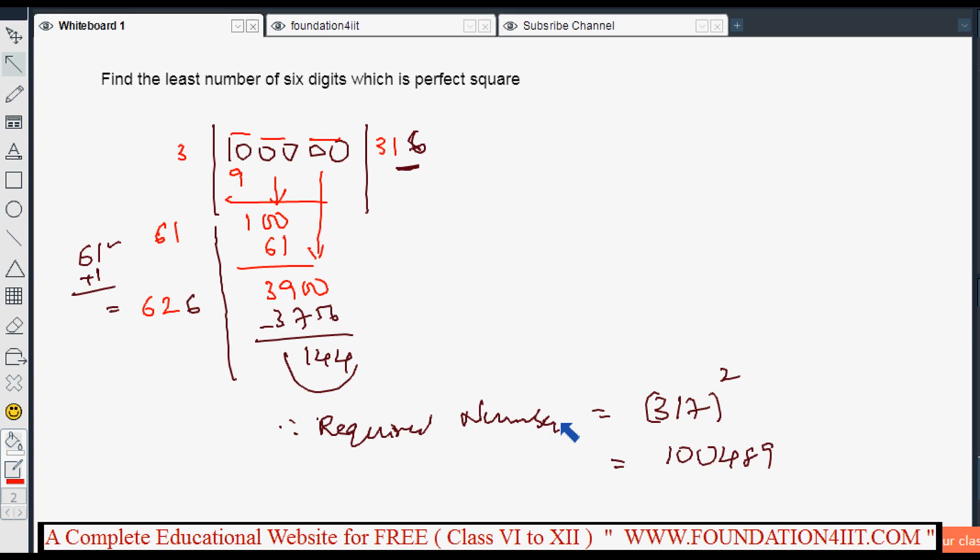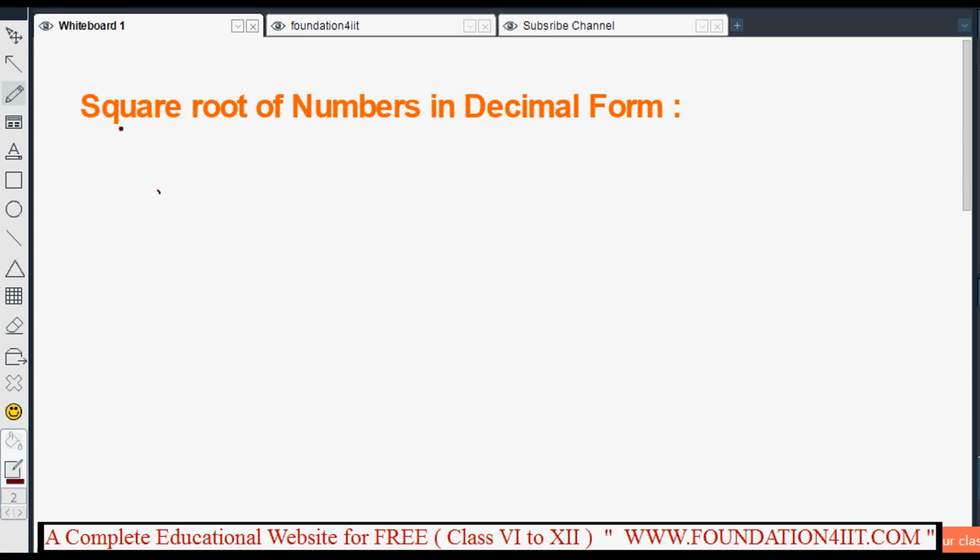Fine. Whenever the numbers given are integers, natural numbers, use this method. Now next topic we'll see how to find the square root of numbers in decimal form. Okay, in decimal form also we'll see how to find the square root. So if a number is in decimal form, we'll find the square root using the division method only. First of all, if any number is given, we have to make the decimal places even.